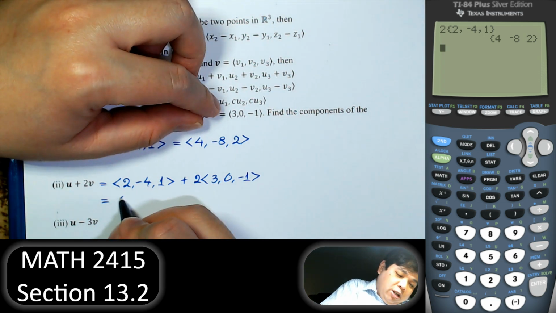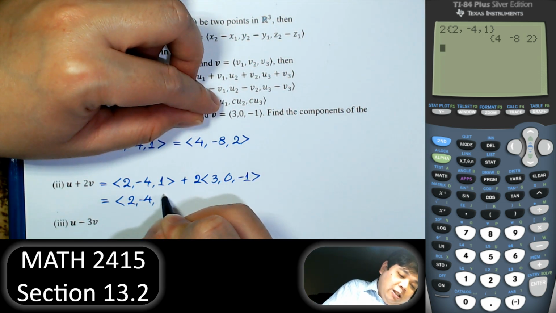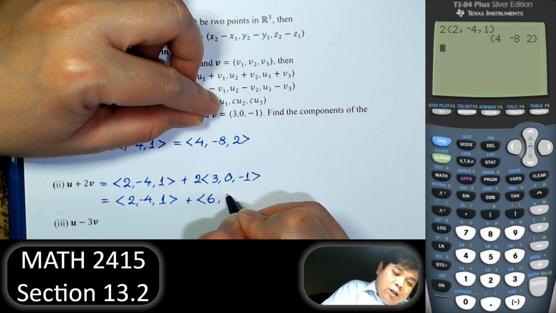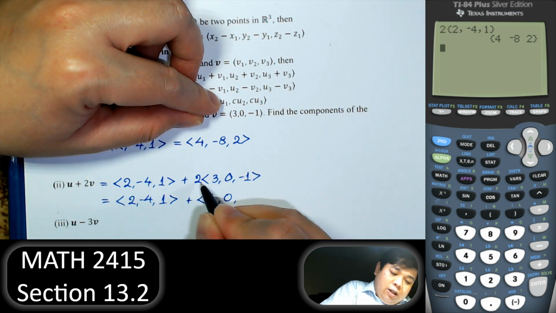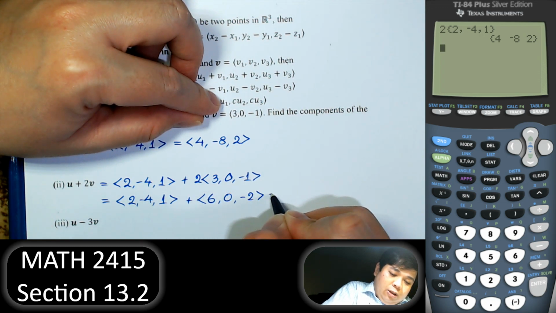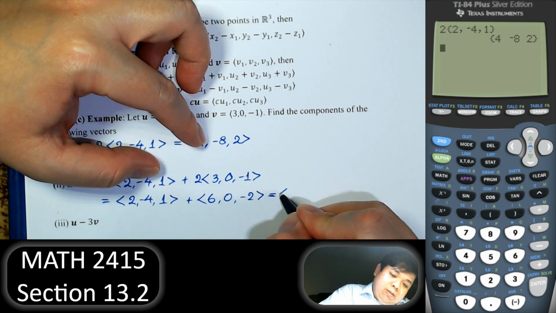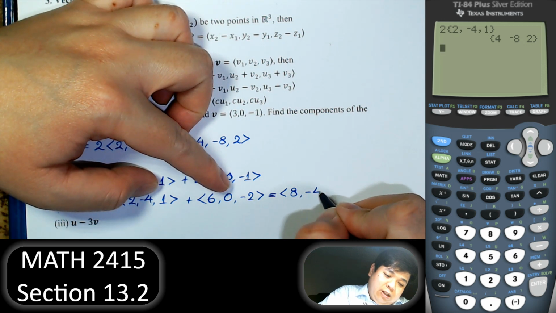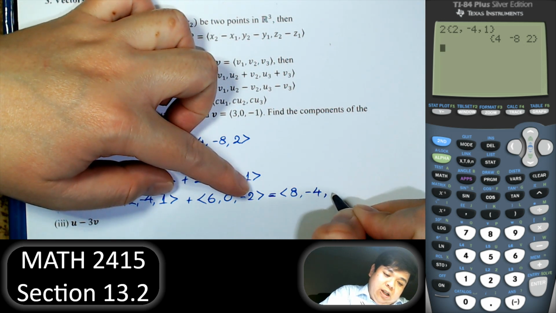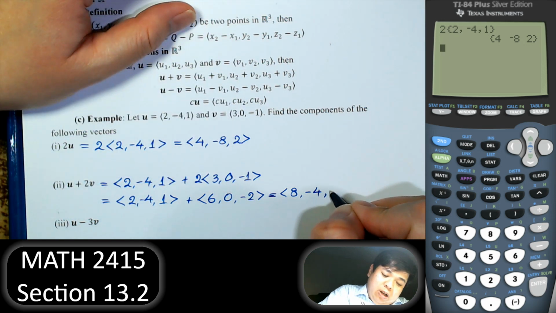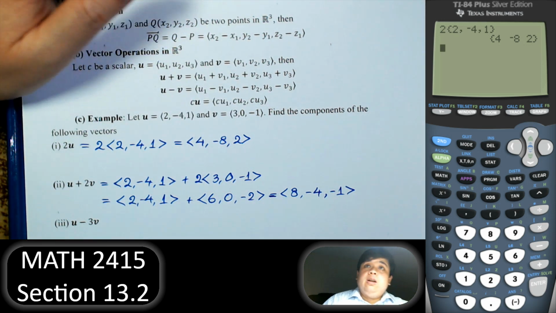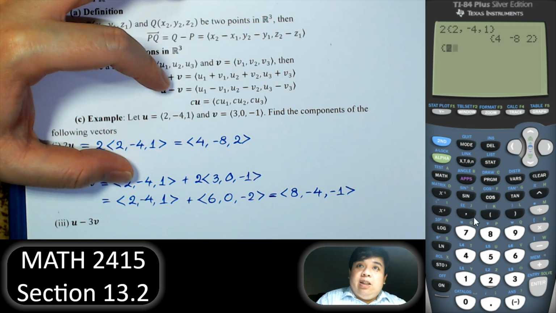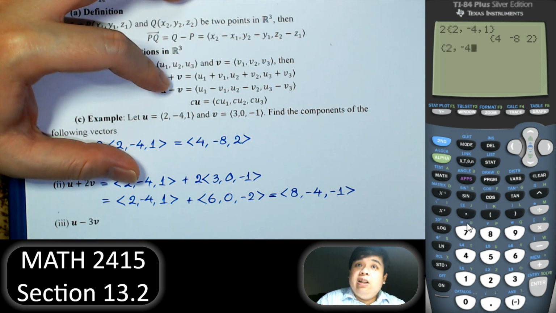So we just multiply first. Multiply 2 and 6, 0, and -2. And then we combine them. 2 and 6 is 8, -4 and 0, and 1 and -2 is -1. Right, I said it just sometimes the easy, simple calculation gets me.